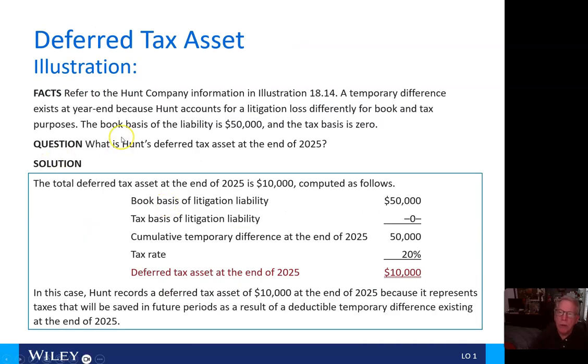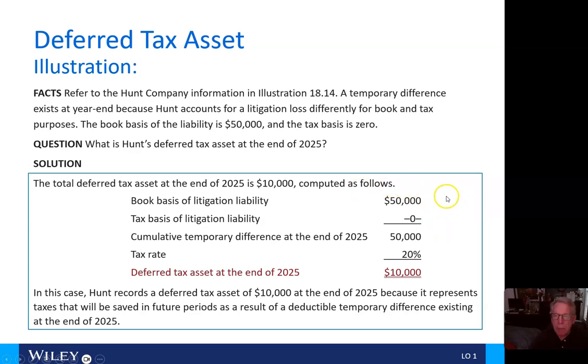So if we continue with the Hunt Company information, a temporary difference exists at year end because Hunt accounts for a litigation loss differently for book and tax purposes. The book basis of the liability is $50,000, while the tax basis is 0. What is Hunt's deferred tax asset at the end of 2025? The total tax asset at the end of 2025 is $10,000.